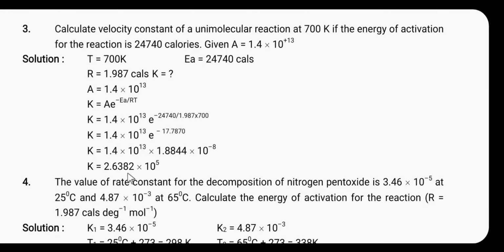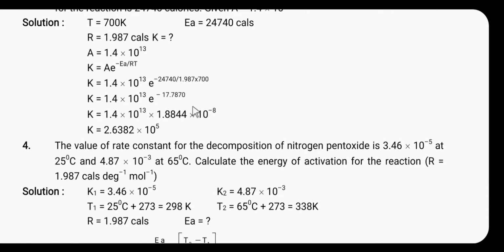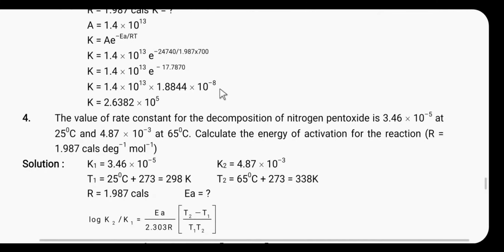k is equal to 2.6382 into 10 raised to 5. This is the value of the velocity constant.